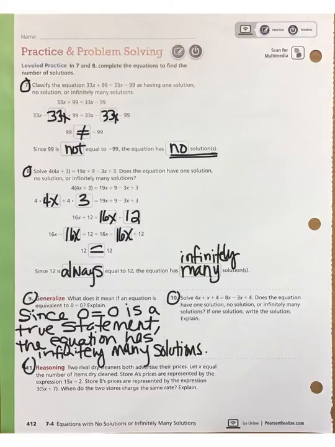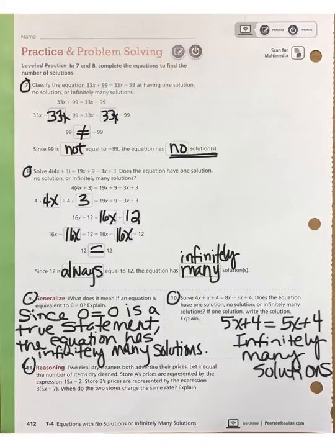Since 0 equals 0 is a true statement, then number 9 must be an equation that has infinitely many solutions. Now let's look at number 10. Since 5x plus 4 equals 5x plus 4, when you simplify by combining like terms on the left side and the right side of the equal sign, then the equation in number 10 also has infinitely many solutions.